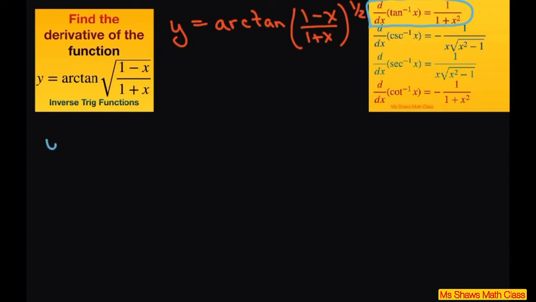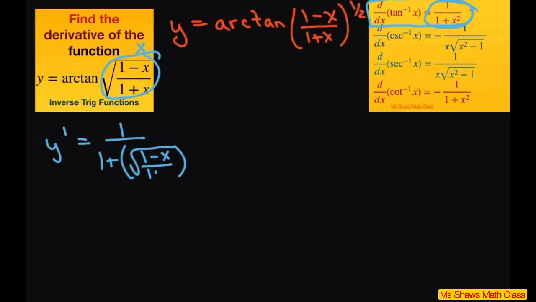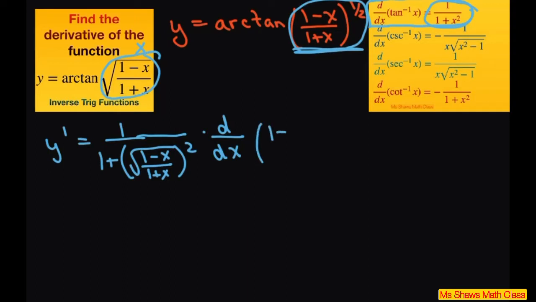So we're going to have y prime equals, and I'm just going to write this formula down. This part is your x part, so this is just going to be 1 divided by 1 plus my x squared. So that's the square root of (1 minus x) divided by (1 plus x), squared. Then you have to differentiate the inner function, and I'm going to write it this way: (1 minus x) divided by (1 plus x) to the 1/2 power.